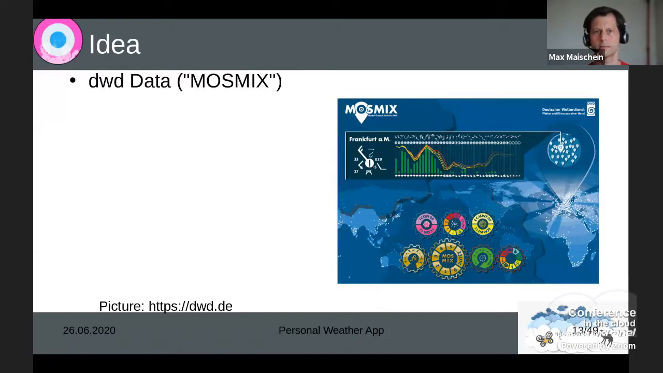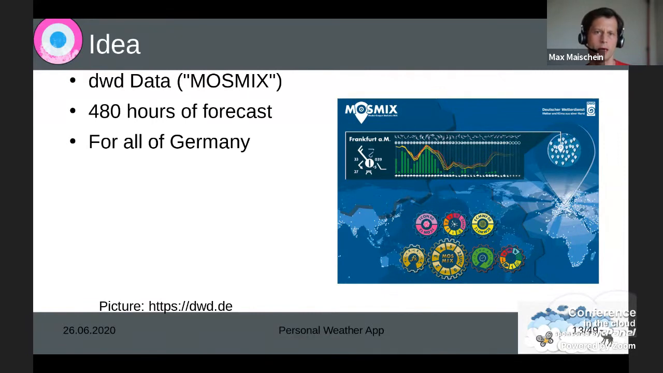So the idea is to fetch the data from the German Weather Service, DWD. That data set is named MOSMIX, Model Output Statistics Mix or something like that. They take historical data and enhance that with the current weather data and then make predictions from that. And you get 480 hours of forecast. That's like 20 calendar days of forecast data. And they cover all of Germany and also some other parts of the world where they have weather stations or where they get weather data from.